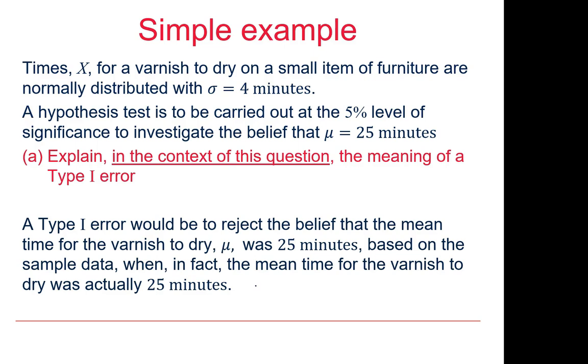So our sample happened to come out with perhaps some odd or slightly extreme results that led us, on the basis of our 5% level of significance, to think it was very unlikely that mu equals 25 was true, and it led us to reject the fact that the mean might equal 25 minutes, but in fact that actually is the case.